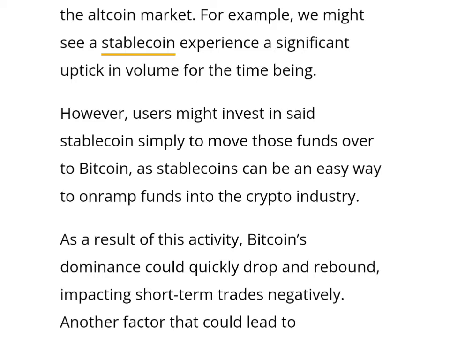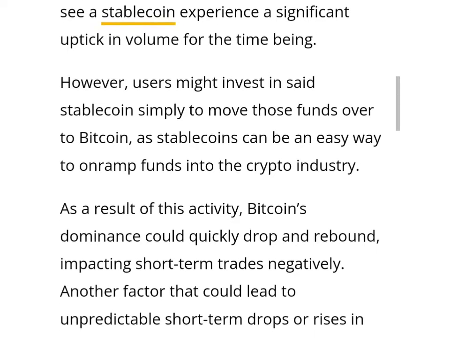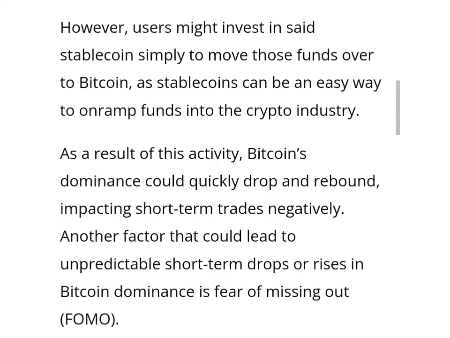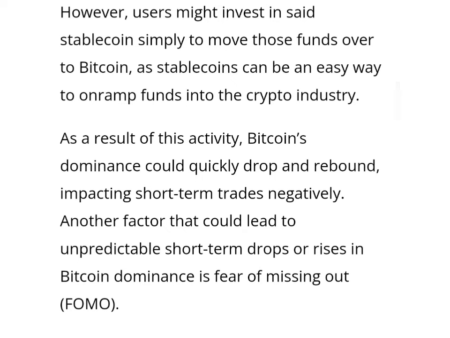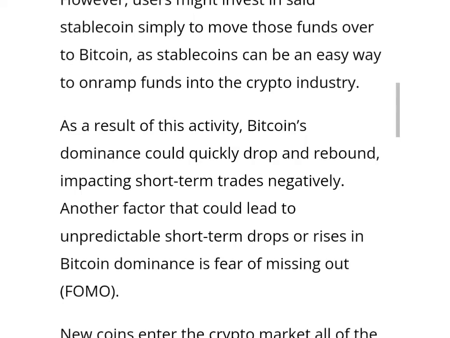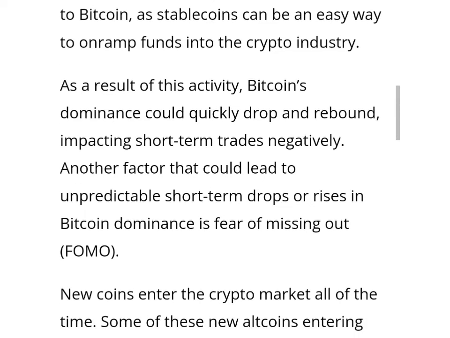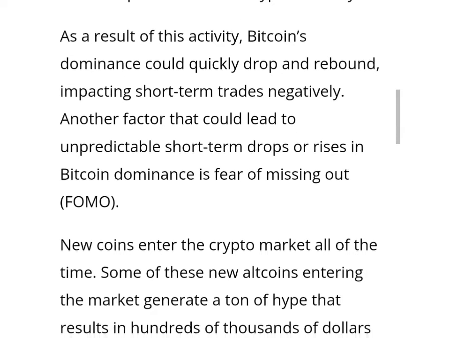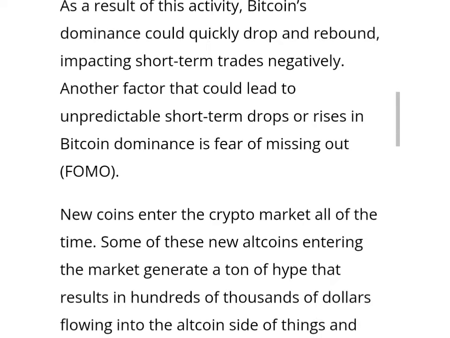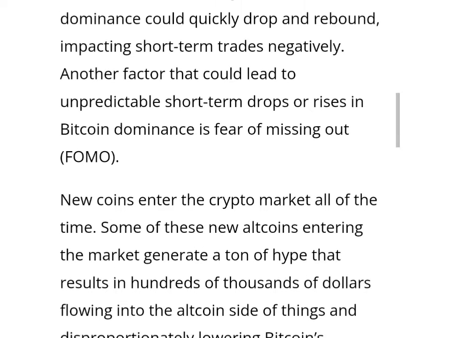For example, we might see a stablecoin experience a significant uptick in volume for the time being. However, users might invest in said stablecoin simply to move those funds over to Bitcoin, as stablecoins can be an easy way to on-ramp funds into the crypto industry. As a result of this activity, Bitcoin's dominance could quickly drop and rebound, impacting short-term trades negatively.